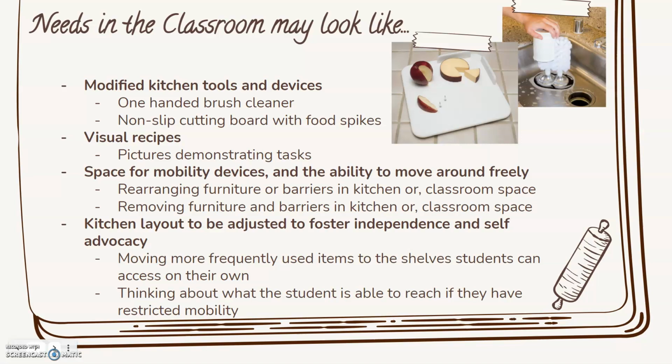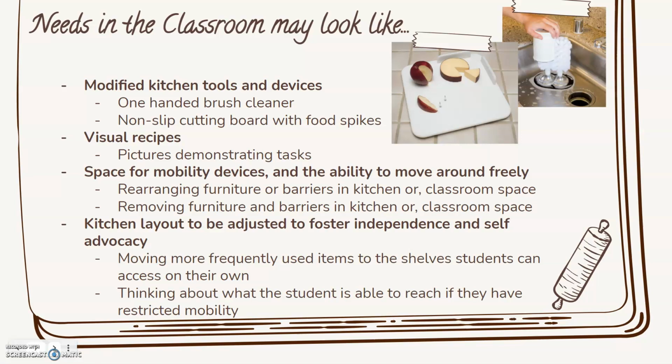One step could involve modifying the kitchen tools and devices they may use. These devices can be found through avenues such as occupational therapists, or may be accessible at your school through specific budgets, and could include things such as a one-handed brush cleaner to help with cleaning dishes at the end of a lab, or a non-slip cutting board with food spikes to help anchor foods in place while a student is cutting, especially if they only have limited movement in one limb.